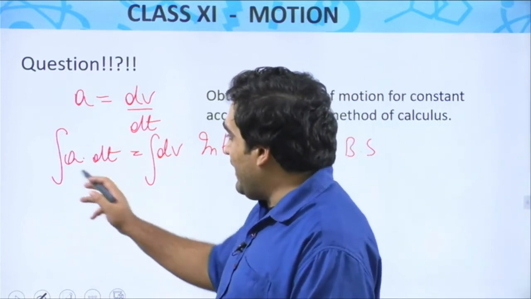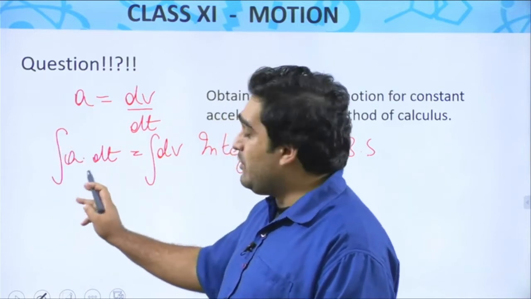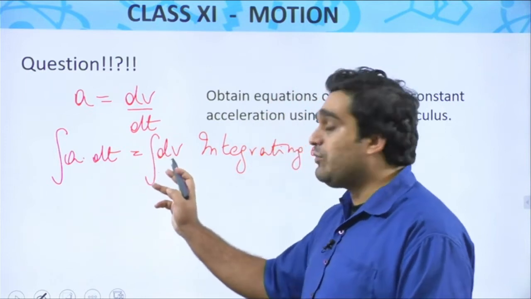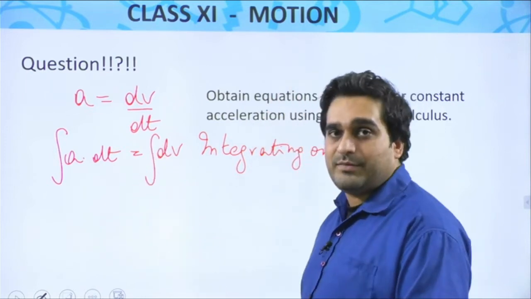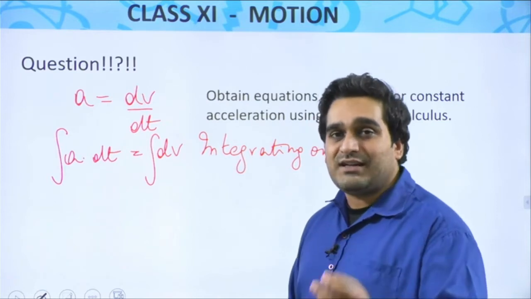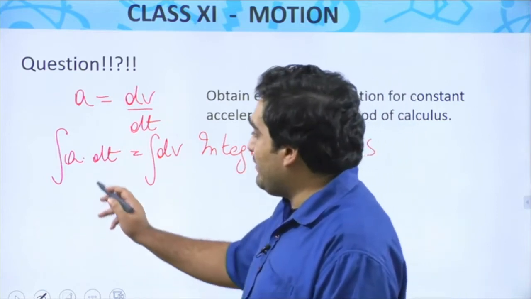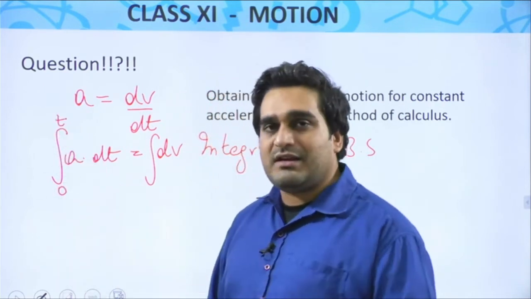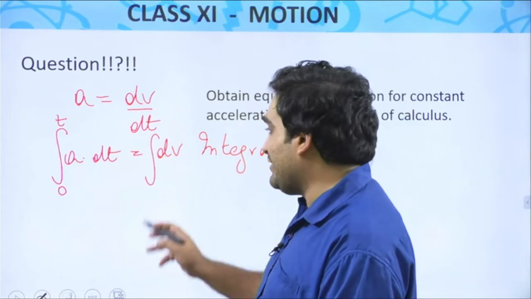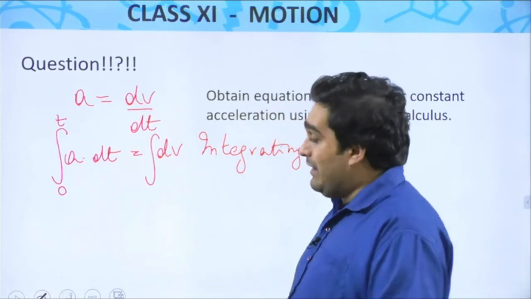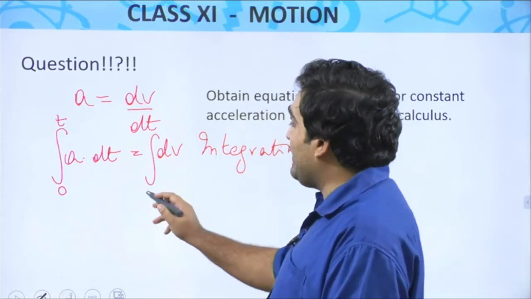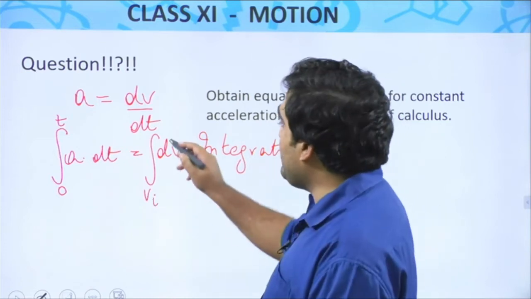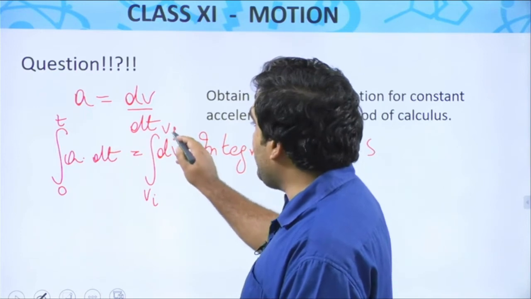So now that we have the integral, we are integrating with respect to dt. Similarly here, we are integrating with respect to dv. Therefore, it has a certain limit that you can assign. The limit for time, let's say, begins from 0 to a particular time t. On the other hand, for dv, which is the velocity, let's say the initial velocity is represented by vi and the final velocity by vf.